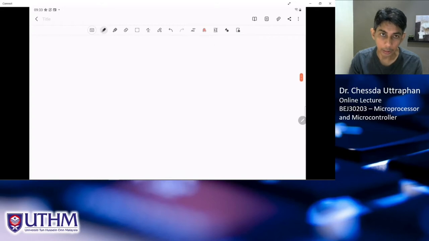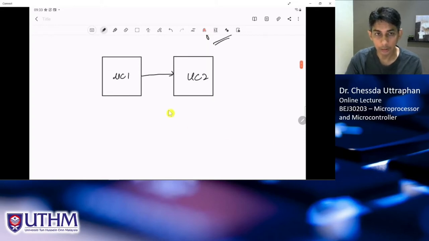Although we have reduced the cost by using serial communication, where we only send the data bit by bit, the problem is how the second microcontroller or second device will recognize the data that we send. Because we use only one line here, one wire, if you look at the signal on this wire when we tap it using an oscilloscope, let's say for example our data is 0 0 1 1 0 1 1 0, 8-bit.